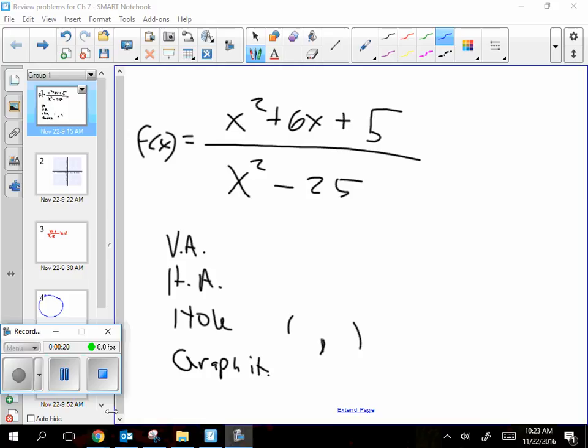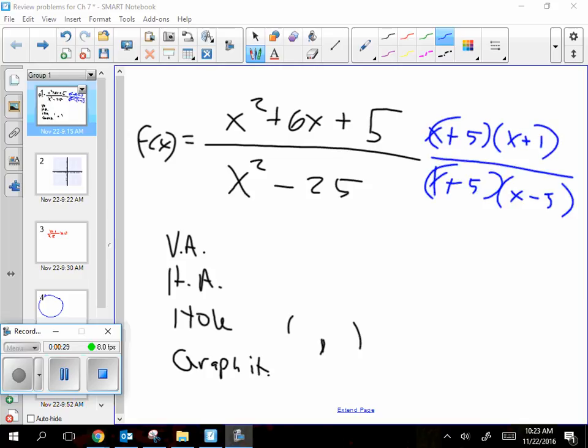And it'll be a little bit simpler once we factor it. x plus 5 and x plus 1 over x plus 5 and x minus 5. And that cancels that, which makes a hole. And the hole is at x = -5, but you can't just say -5. That's what you could do in honors higher algebra, but we need you to find the exact spot where the hole is. So how do you do that?